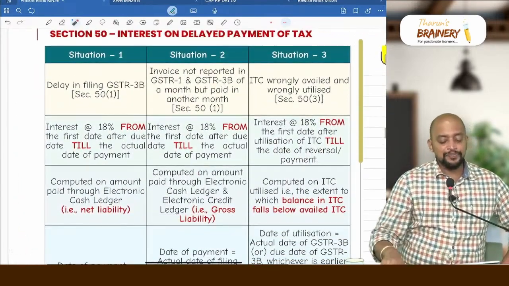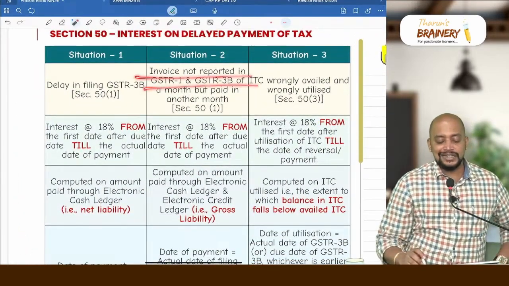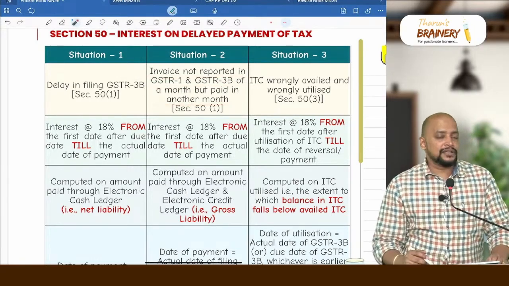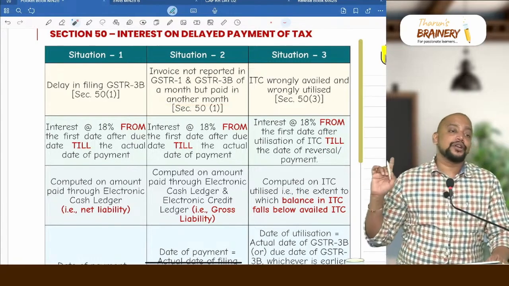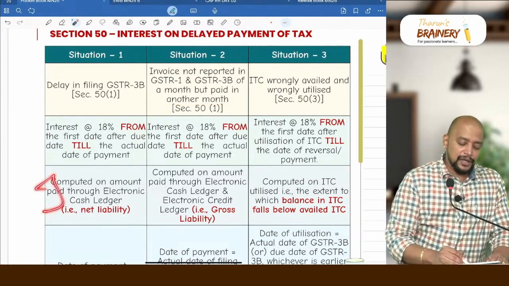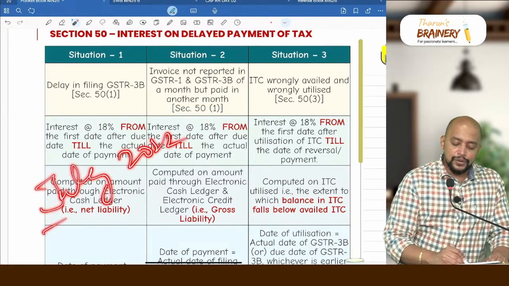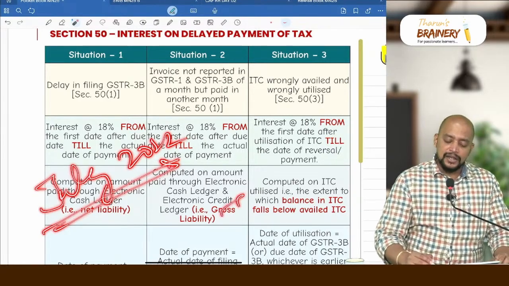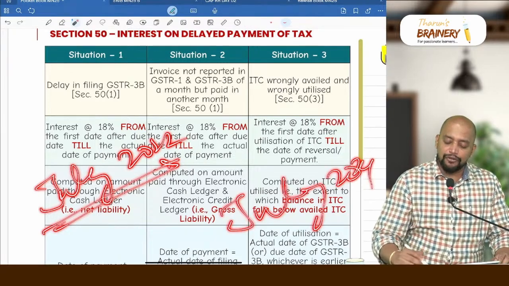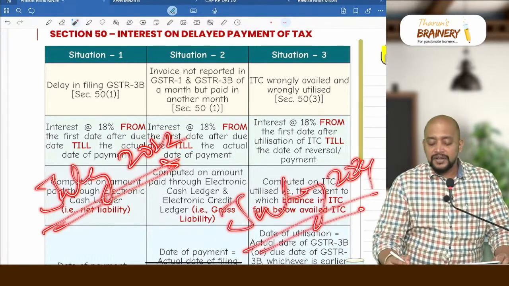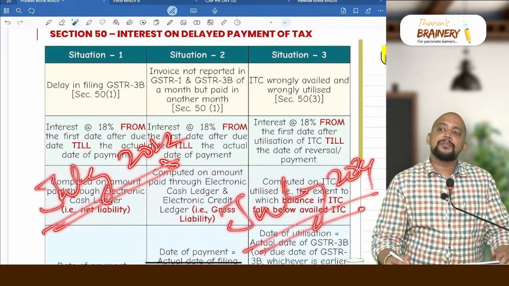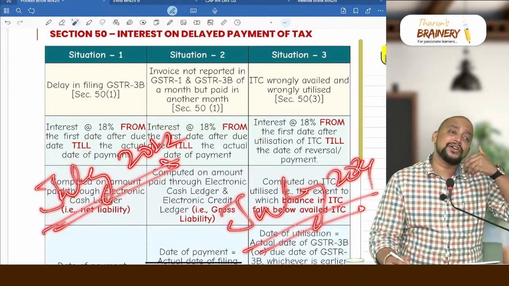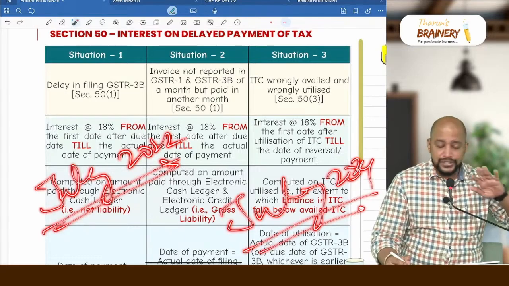Then situation 2, invoice not reported in GSTR 1 and GSTR 3B in a month but paid in another month. In this case interest will be computed on gross liability. Say for example, July 2022 I have to pay one tax which I have not paid, and I paid in July 2024. After 2 years I am paying, so I may pay through credit ledger as well as cash ledger. That is okay. I can pay arrears of tax also through credit ledger, no issue at all.